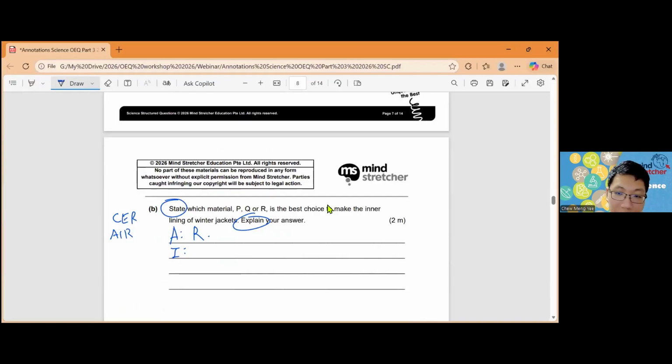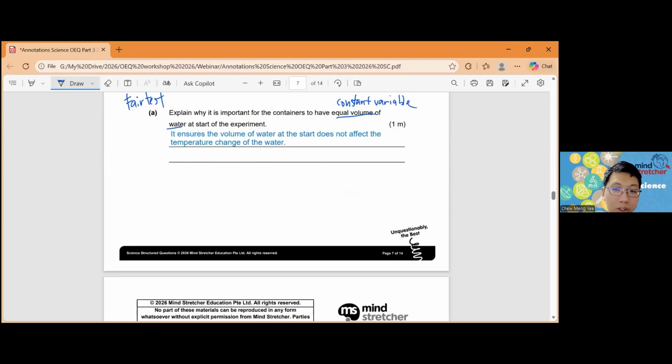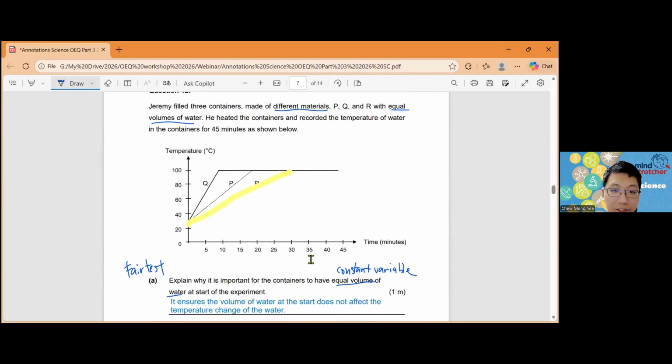So let's think about this. We want to make the inner lining of a winter jacket. Now, when we wear a jacket, what do we want to ensure? We wear the jacket to keep us warm. And to keep us warm, we should be using poor conductors of heat. So of course, you want to choose the one where the temperature increases the slowest. The temperature of water increases the slowest, showing that it is the poorest conductor of heat.